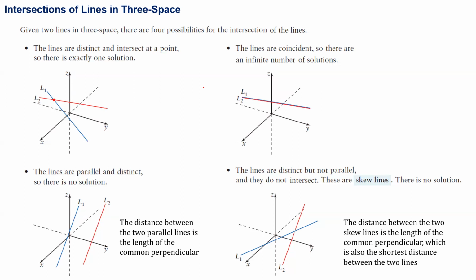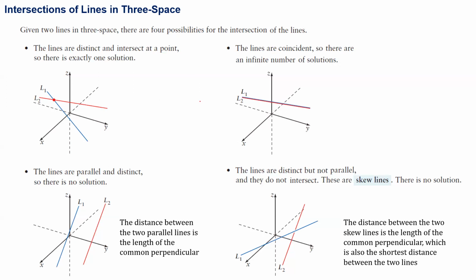And last, the lines are distinct but not parallel in three-dimensional space, and they do not intersect. These are called skew lines. For skew lines, there is no solution. And we can also calculate the distance between the two lines. The distance between two skew lines is the length of the common perpendicular segment between the two lines, which is also the shortest distance between the two lines.